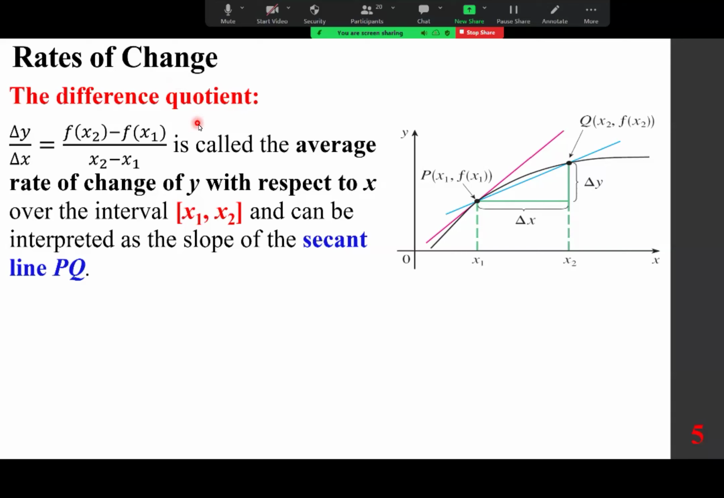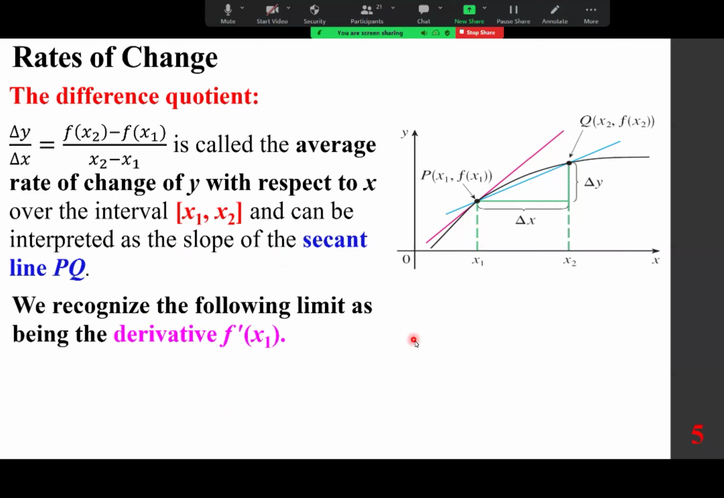Rates of change, the difference quotient. And again, this is the graph of a function y equals f of x. We want to go from point x sub 1, f of x sub 1 to point x sub 2, f of x sub 2, giving rise to the blue line, which is the secant line. Delta y over delta x, f of x sub 2 minus f of x sub 1 over x sub 2 minus x sub 1, is called the average rate of change of y with respect to x over the interval x sub 1 to x sub 2, and can be interpreted as the slope of the secant line PQ, the blue line.